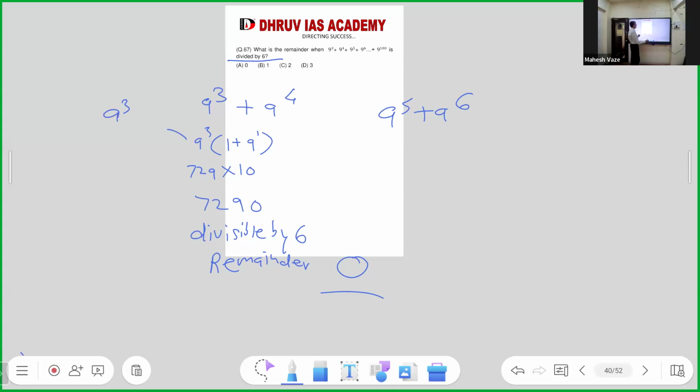Okay. So here also, what you can do is see, basically the 7290 you want. So how will you write that? You want that, now 7 raised to 3 you can take as 9 raised to 3 into 9 raised to 2 plus 9 raised to 4 3, or what? 9 raised to 2.